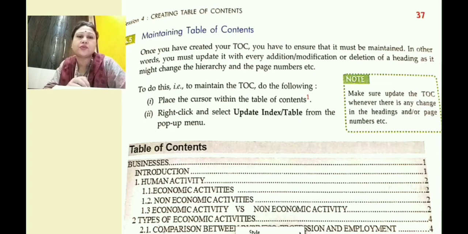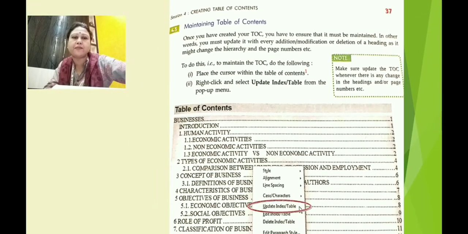To maintain the TOC, we have to place the cursor within the table of contents, then right click and from there select Update Index or Table from the pop-up menu, the contextual menu. As you click on it, you will see any modification, page number change, or any topic which you have added automatically updated in the table of contents. We will come to know as we do this practically after this explanation.